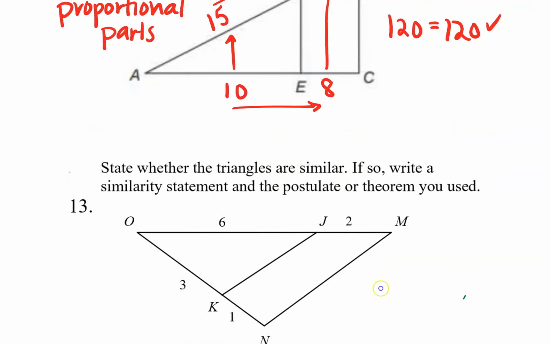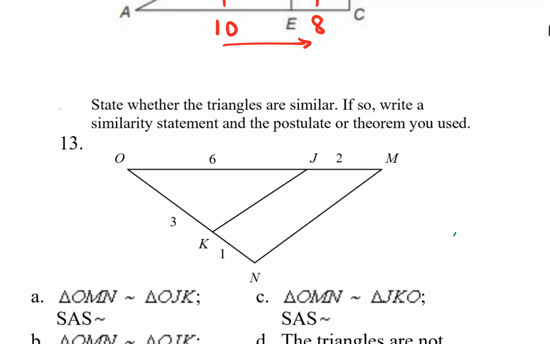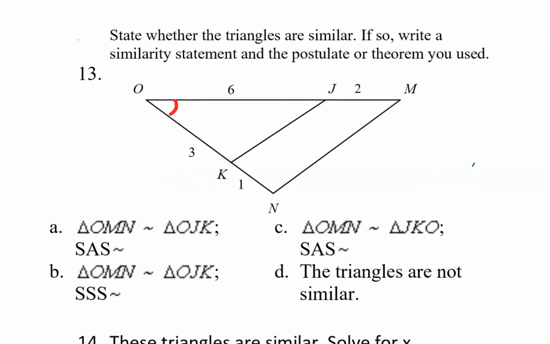Okay. Are these triangles similar? Write a similarity statement. Okay. Well, we don't have parallel lines written here. So we're going with small triangle and a big triangle. So we need to prove that we have a shared angle. So our only possibility here is going to be side angle side. Right? Because we don't have a third side. That's all we can go with.